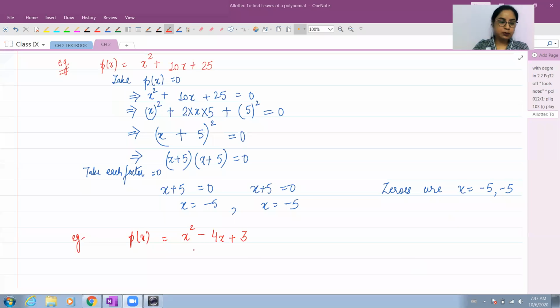So right now, this particular example, as you can see, does not form any identity at all. We have only x square. There is no other perfect square. So we have the option to split the middle term. And I hope everyone remembers how we split the middle term. So the first step will be to take the polynomial equal to 0. So that will imply that x square minus 4x plus 3 is equal to 0.